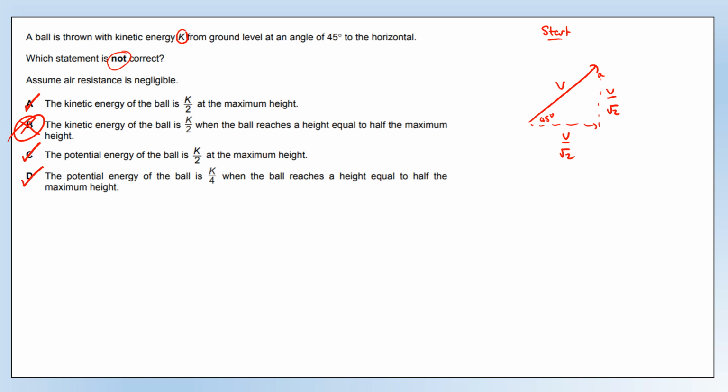Let's actually show this mathematically, rather than just using a logical way of figuring it out. At maximum height, its velocity is just V over root 2. So the kinetic energy there is half times V over root 2, squared, which is half V squared over 2, which is K over 2. So the kinetic energy is indeed K over 2 at the maximum height, which means there's no way it's K over 2 at half the maximum height. It's got to be bigger than that.